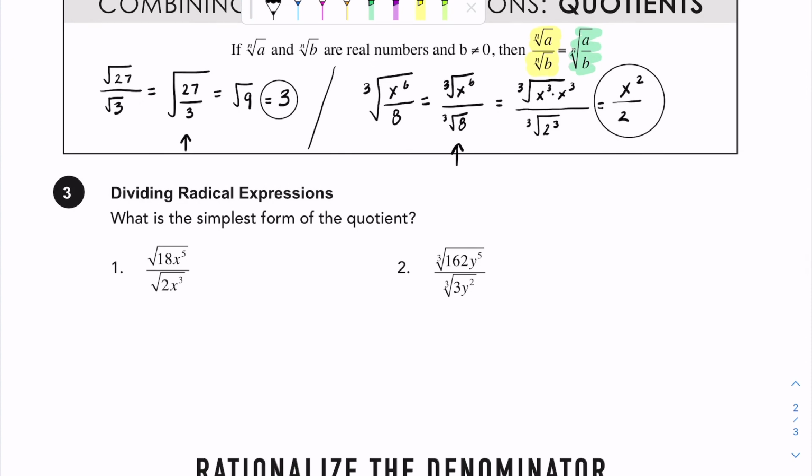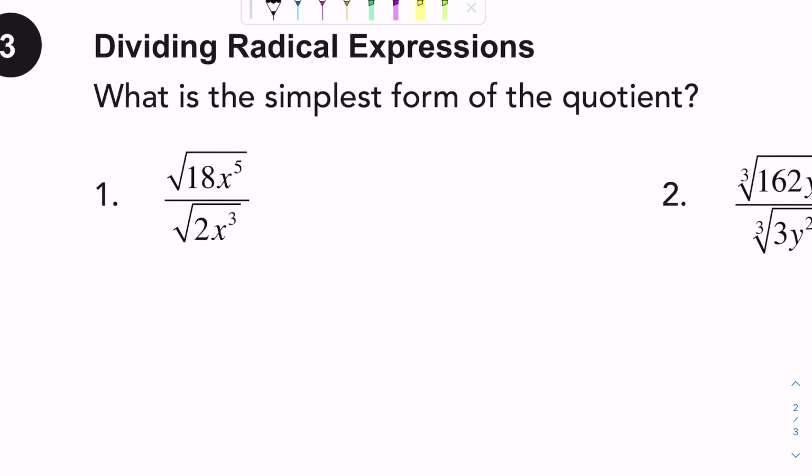So for number 1, we have the square root of 18 times x to the 5th divided by the square root of 2 times x cubed. You can simplify parts of each of these, so go ahead and do that if you want. But if you convert this to one single fraction, I instantly recognize that 18 divided by 2 is 9, and 9 is a perfect square. So that's definitely going to help us if we start with that. I'm going to take this fraction and write it as one single radical. Underneath the radical sign, I have 18x to the 5th divided by 2x to the 3rd.